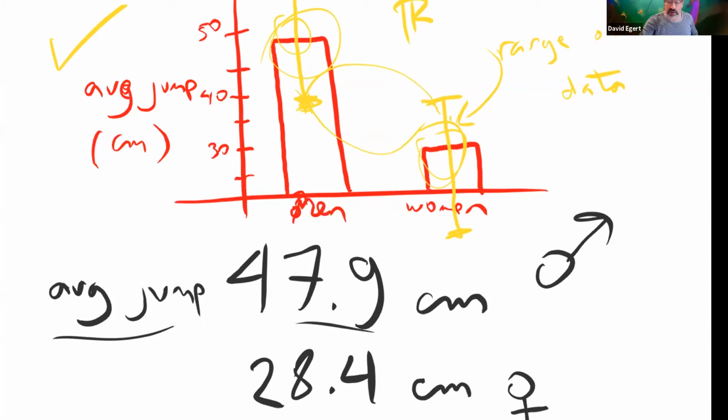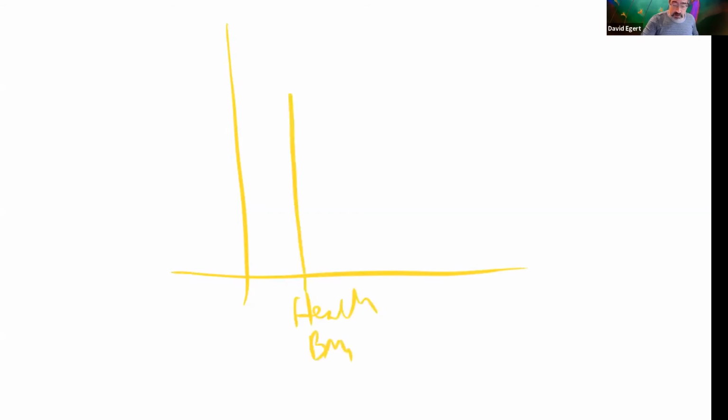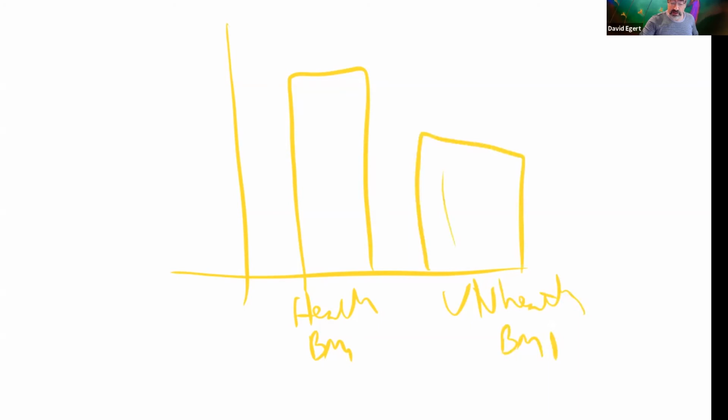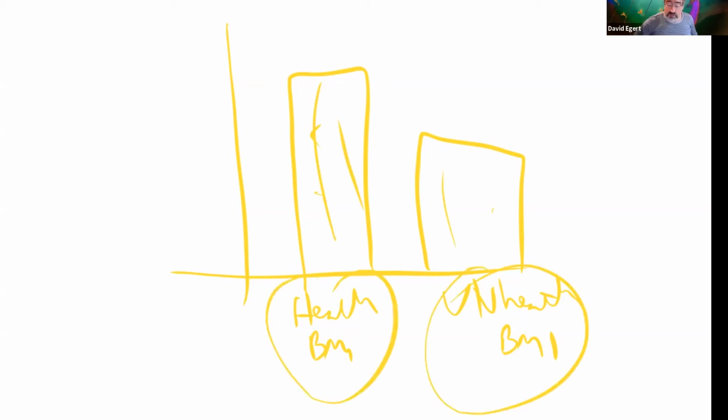Think about BMI. If people were talking about healthy versus unhealthy BMI, I could take everybody who had a BMI in a healthy range and average their jump, and take all the people with an unhealthy BMI and average their jump, and I could get a comparison of healthy to unhealthy BMI and see if that makes a difference. So whenever you're comparing different groups, you're going to want to use a bar graph, a bar chart.